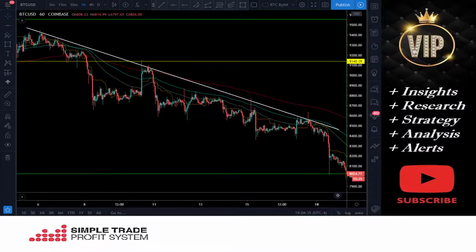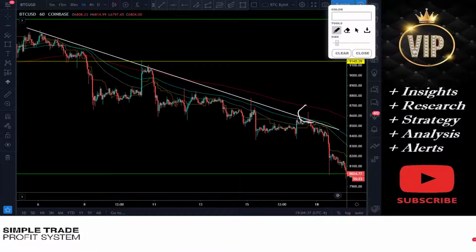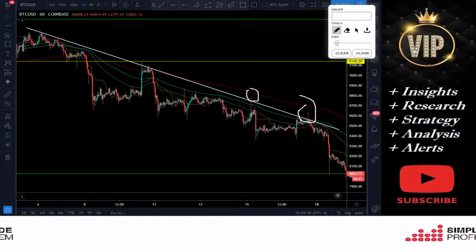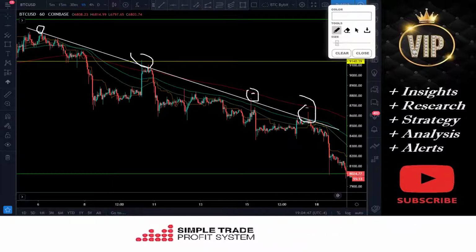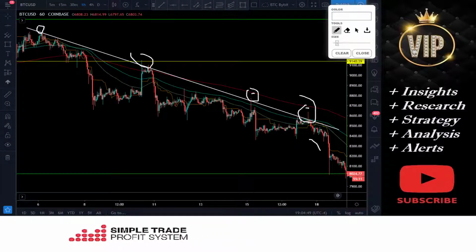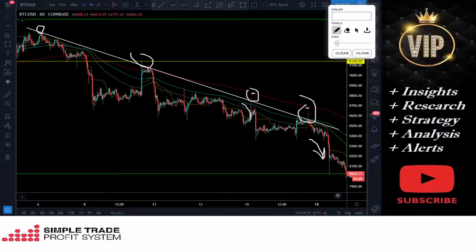I have a couple other ones here as well. You can see the same thing is going on. We have wicks coming up, taking out people's stop losses all along here. So if you have yours up higher, you won't get stopped out, and then eventually the trade, if you're shorting, would go into your profit.